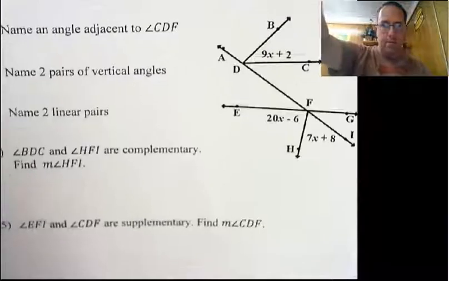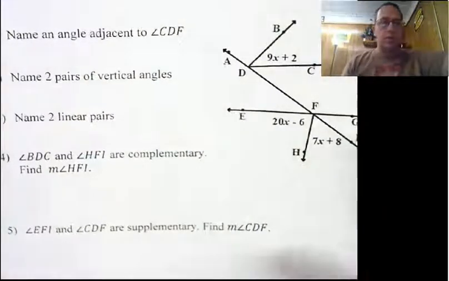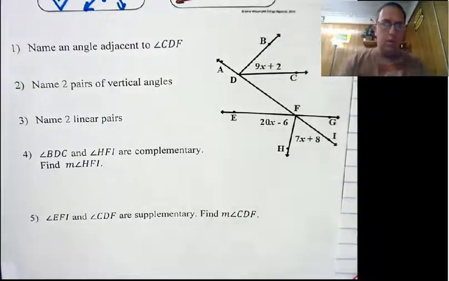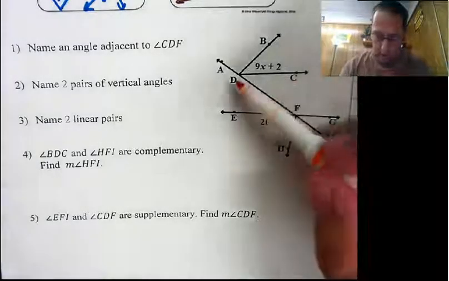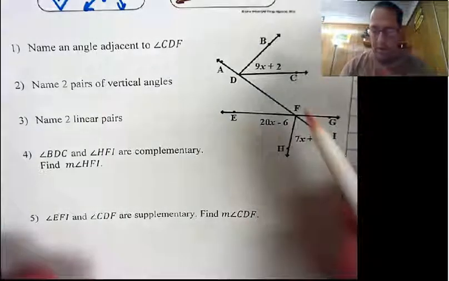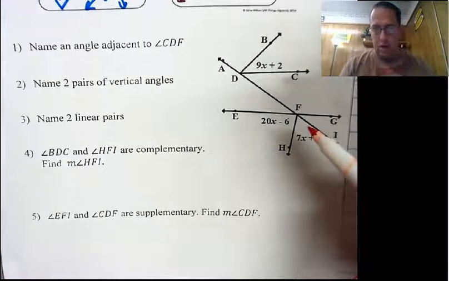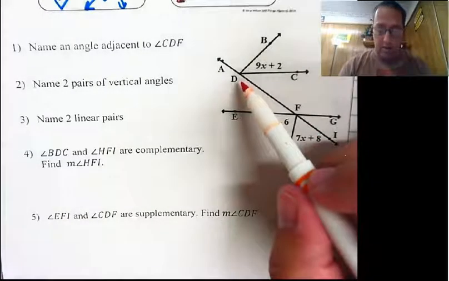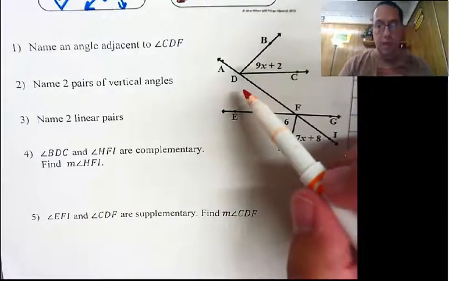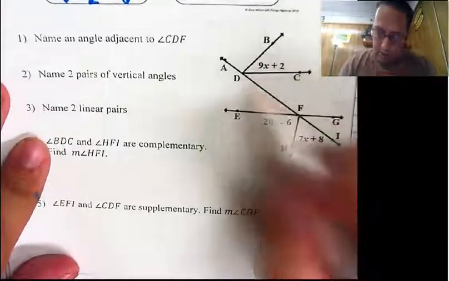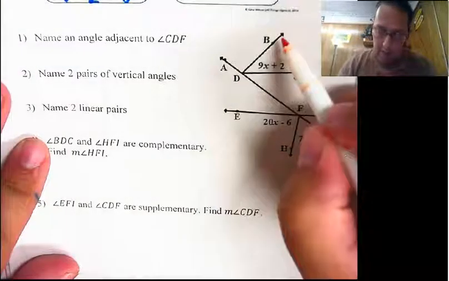All right. So now what we're going to do is a little bit of examples. I've got a diagram that we can't see very well, so I'll zoom out. There we go, now we can see. We need to name an angle adjacent to angle CDF. So let's see, where's CDF? There's C, D, and F. It has to have the same vertex, D, and it has to have one of the same sides, ray DC.